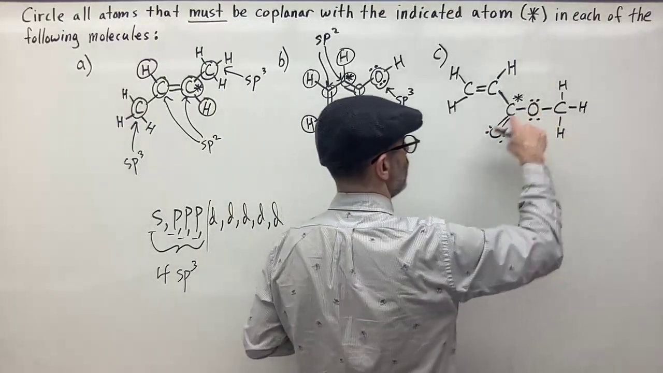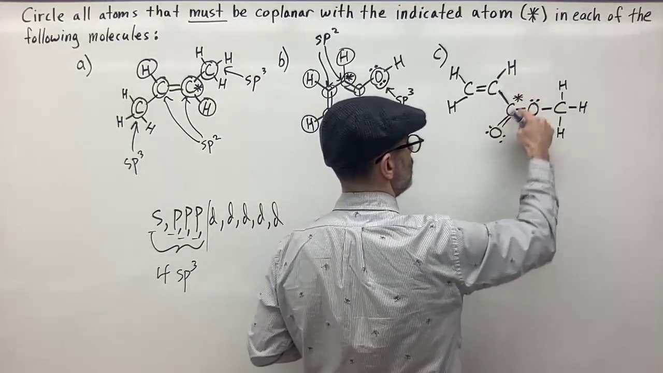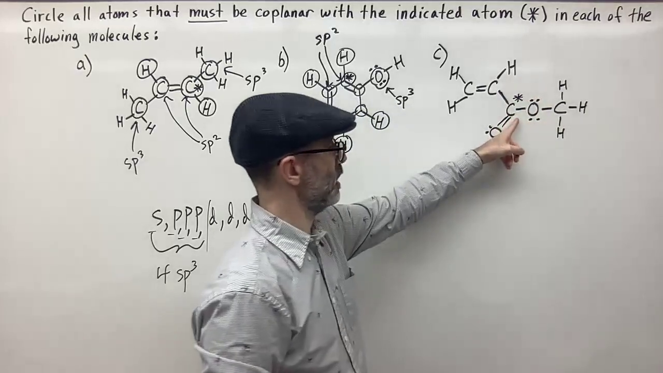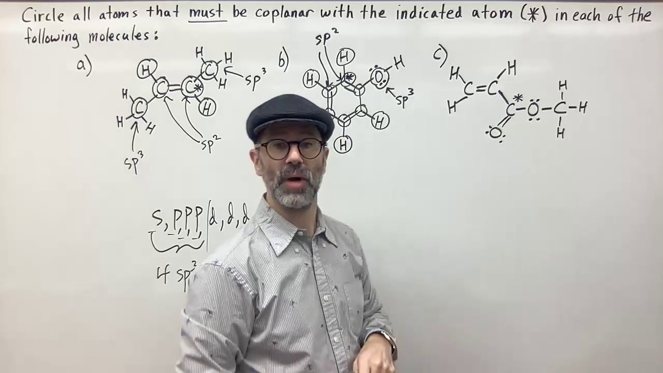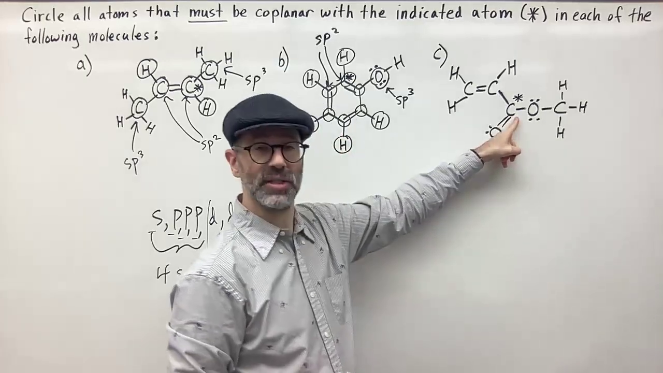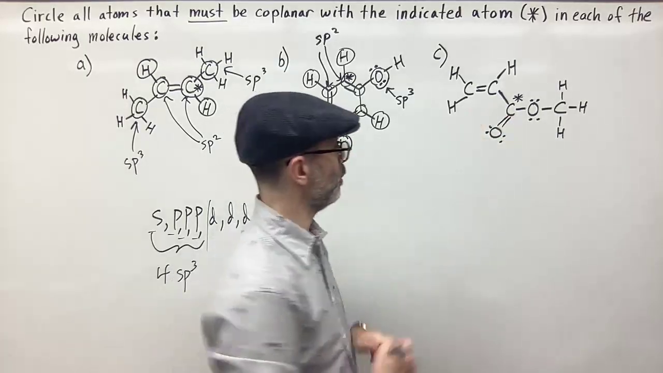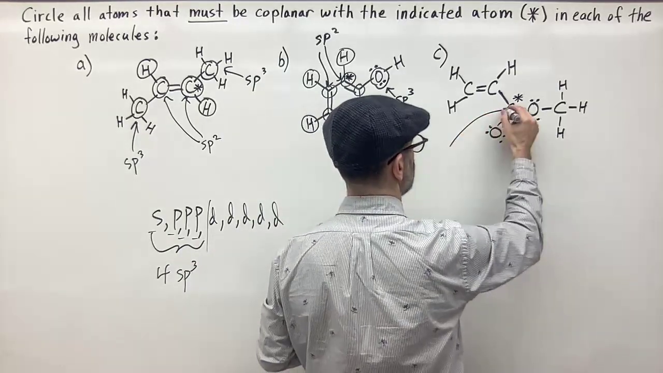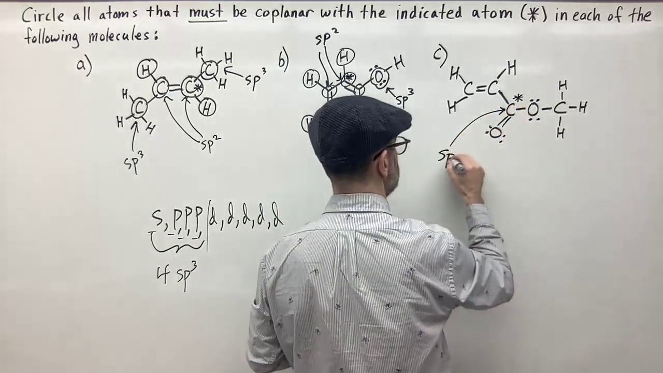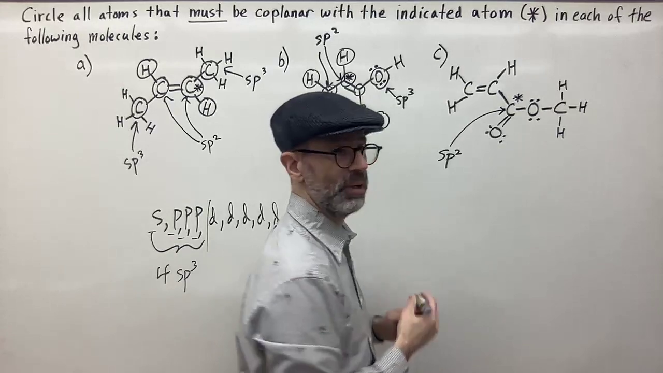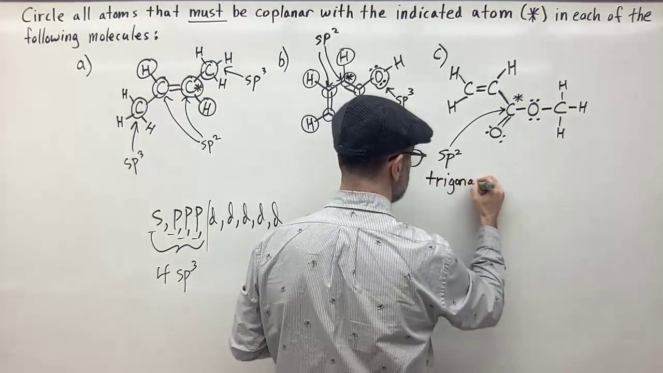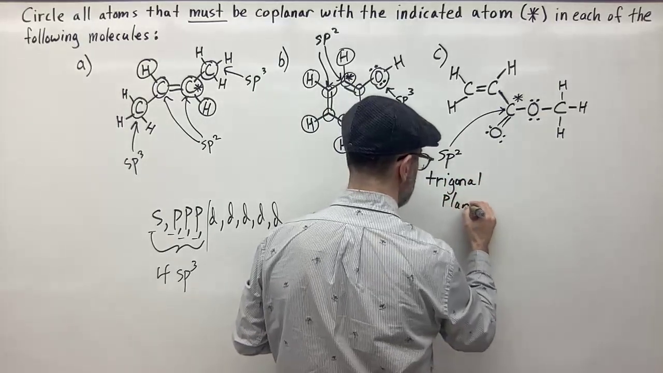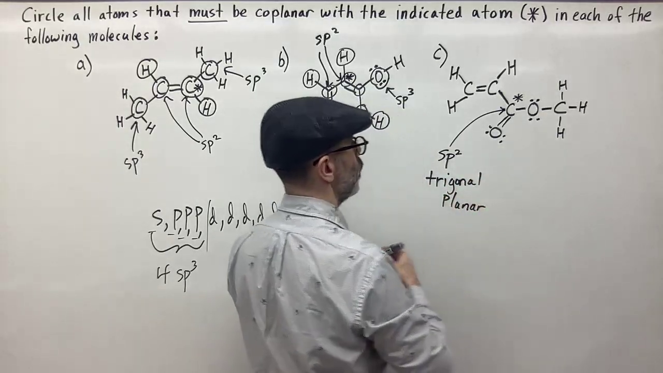So this oxygen and this carbon are all in the same plane as this carbon, because you have 1, 2, 3 electron groups around the carbon with the asterisk. That's sp2 hybridized, which means it's going to be trigonal planar again, meaning all 4 atoms are in the same plane.